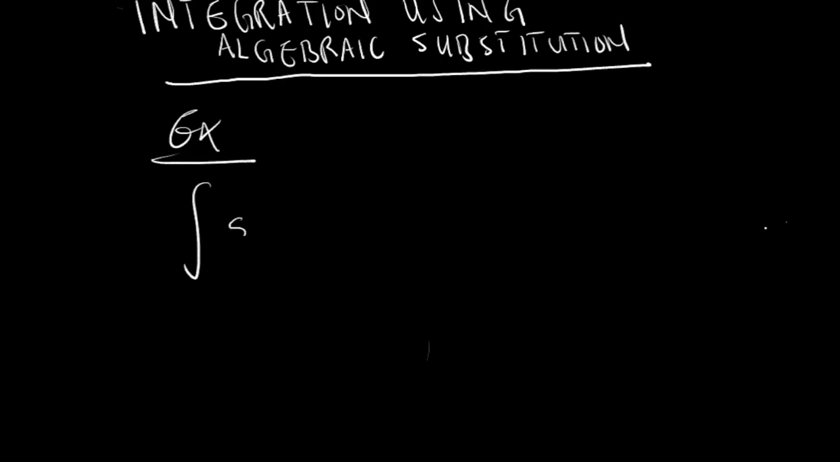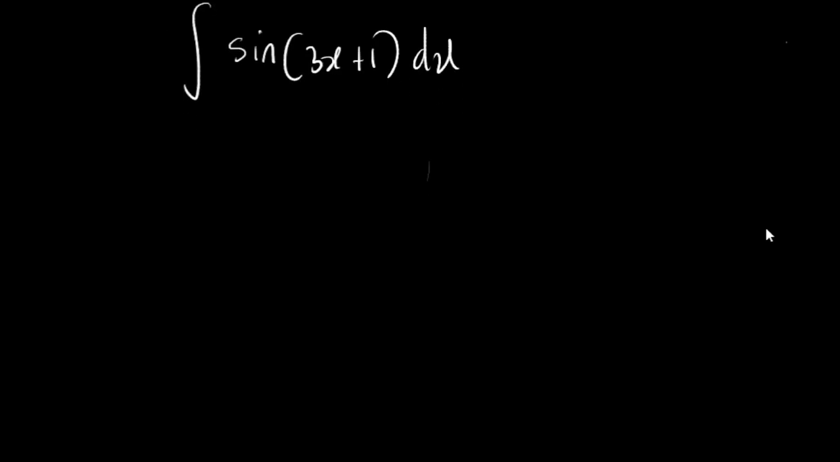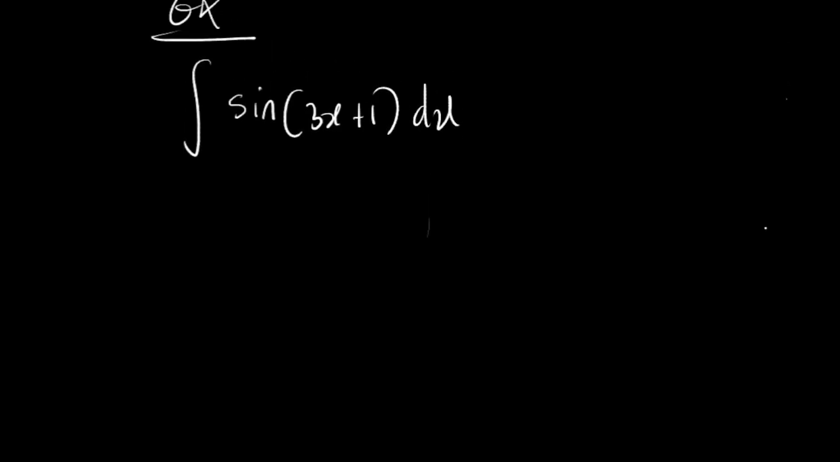Let's say you are given sine of 3x plus 1 dx. How are you going to do this? If you recall, what we did was only this, and we said it is minus 1 over 3 cos 3x plus c. But for this one now, we are having sine of the bracket 3x plus 1. So what are you going to do? Don't stress yourself.